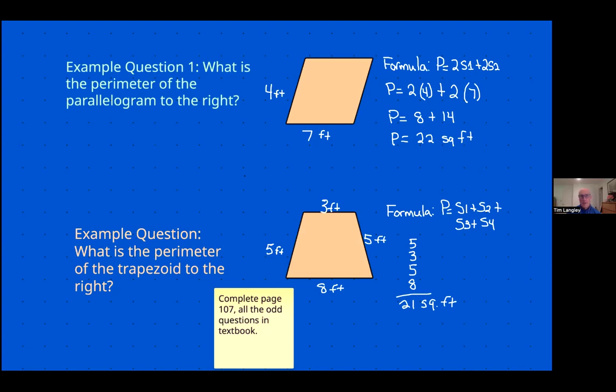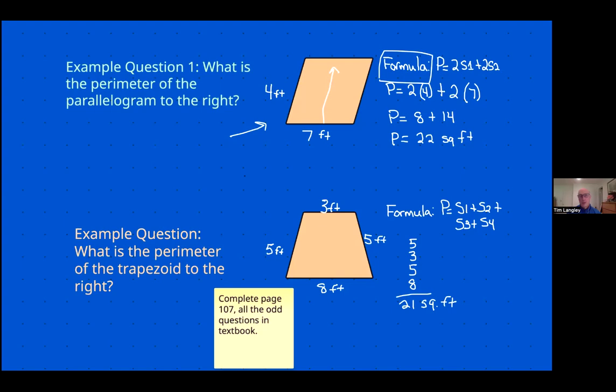It's got a 4-foot side and a 7-foot side. Opposite sides of each other. So the opposite sides here of this parallelogram are the same. I just rewrote the formula up at the top, just modeling what I'd really like you to start doing in your homework and on your quizzes. Just rewrite the formula. P, perimeter, is 2 times side 1 plus 2 times side 2.